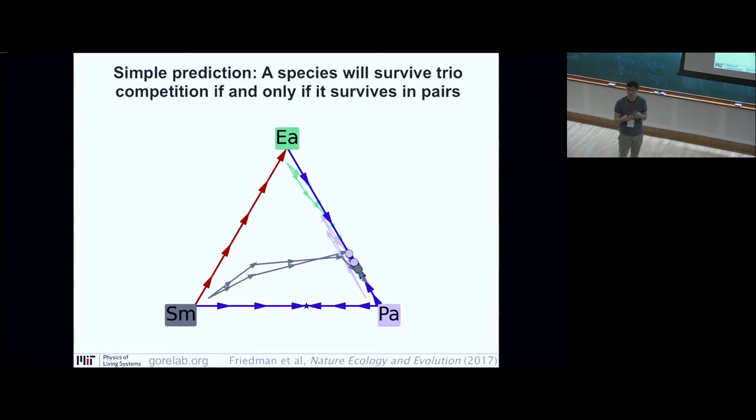For more complex communities, the goal is to find what community state, or one or more community states, would satisfy this condition where nobody is excluded by anybody else in pairwise competition. Okay. Yes?